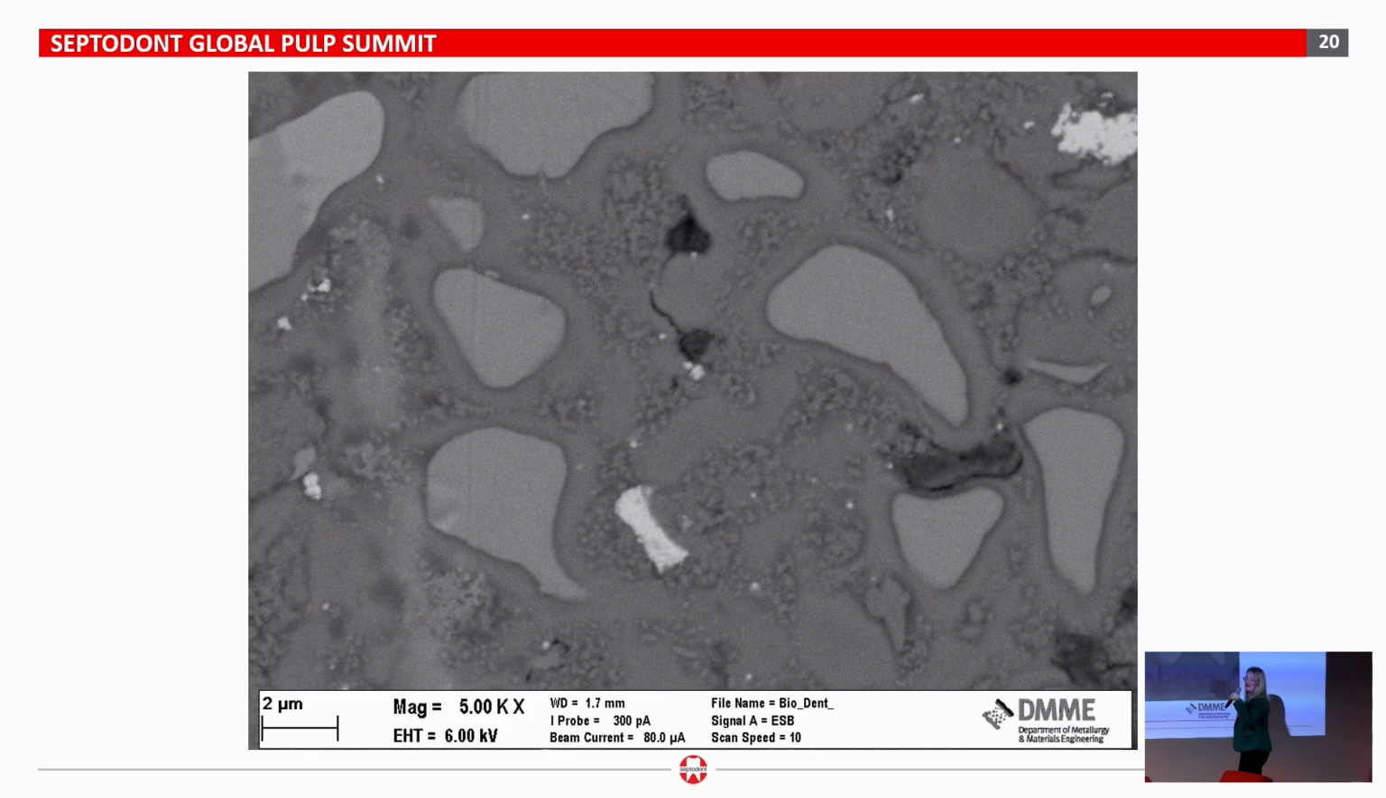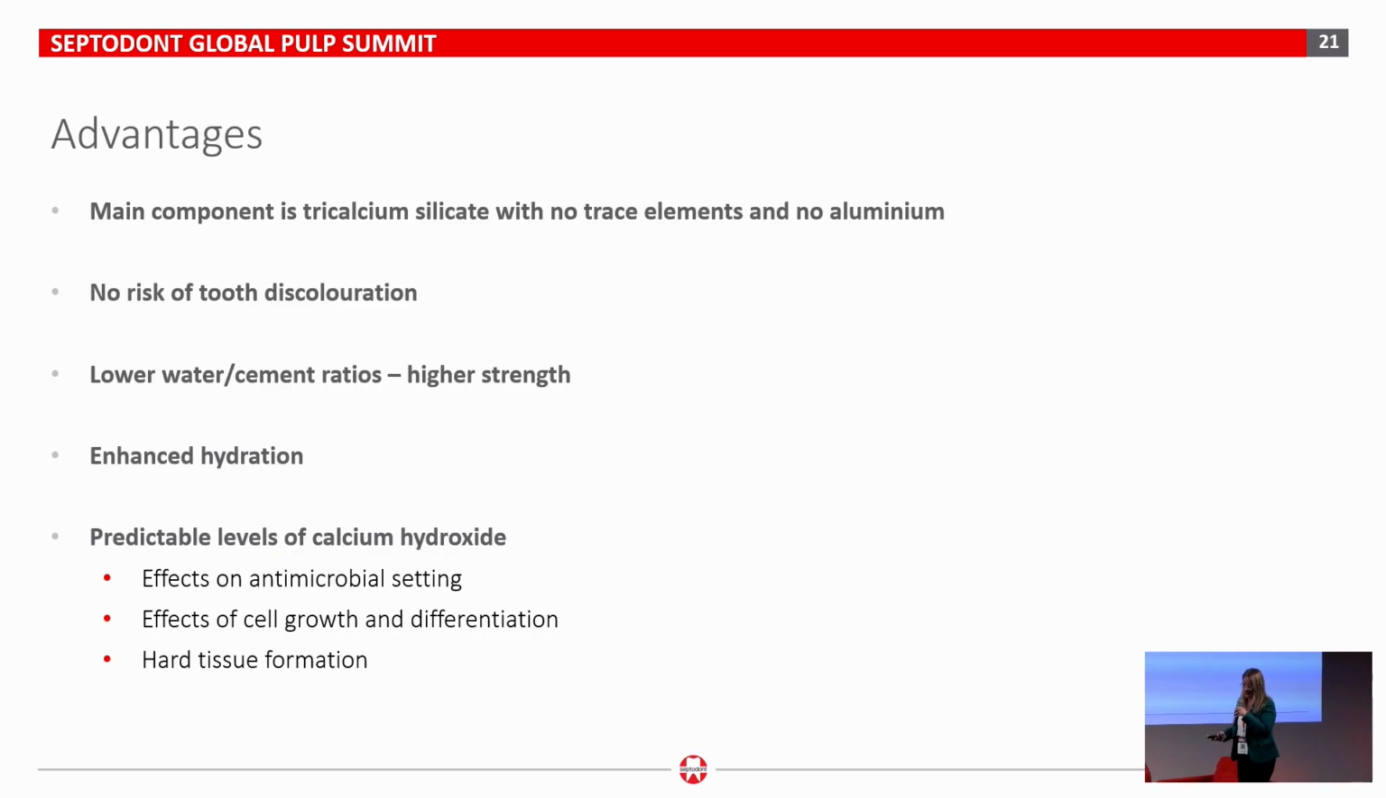Do you see any porosity? No. What you see is a very, very ordered microstructure. Ordered microstructures usually give very, very good properties because the material is engineered in such a way where as soon as you mix it with water, the hydration reaction goes around the calcium carbonate particles and this structure falls together very neatly, giving enhanced properties. So the advantage of this material is that the main component is tricalcium silicate. There's no risk of tooth discoloration.